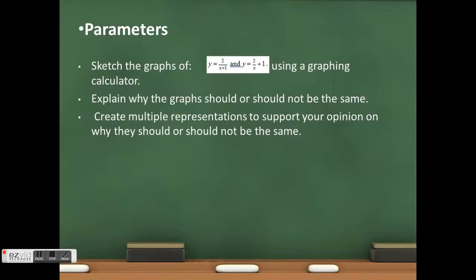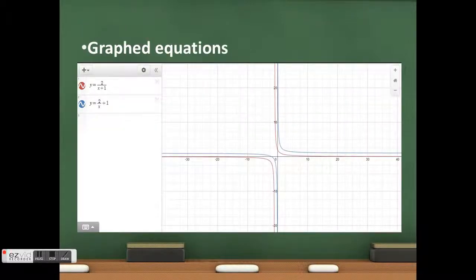So let's make a list of our parameters. Our parameters say that we must sketch the graphs of y equals 2 divided by x plus 1 and y equals 2 divided by x plus 1 using a graphing calculator. Explain why the graphs should or should not be the same. Create multiple representations to support your opinion. So first, let's graph the equations. As you can see, both equations were graphed. The first equation is labeled in red, while the second equation is labeled in blue.